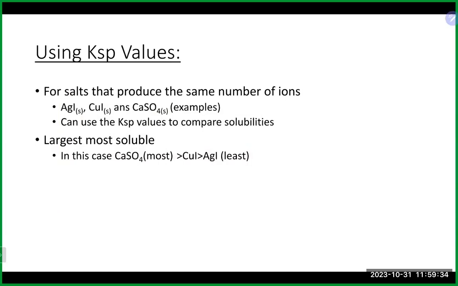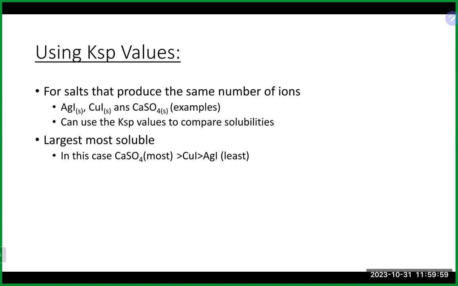All right, so can we use KSP values to help us decide what will be more soluble or not? The answer is yes and no. It depends on the situation as to whether you can use the KSP values directly to determine which one is more soluble, which one you would actually expect to precipitate out first in a solution.